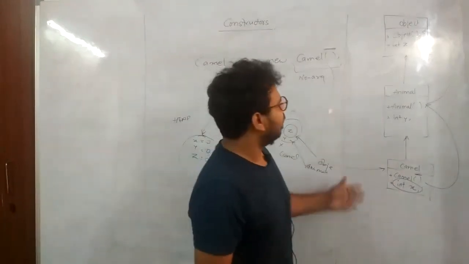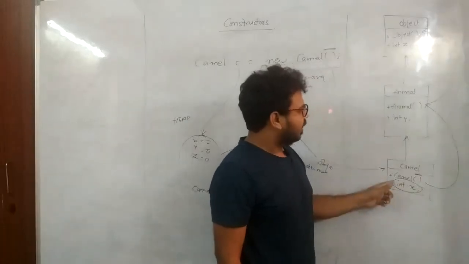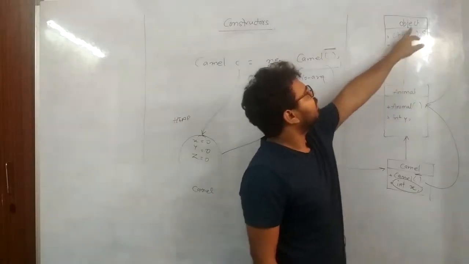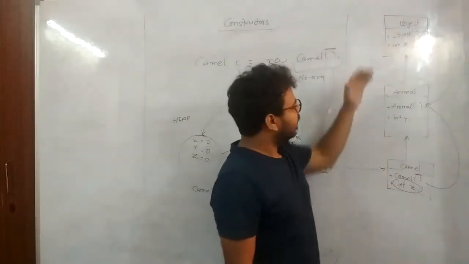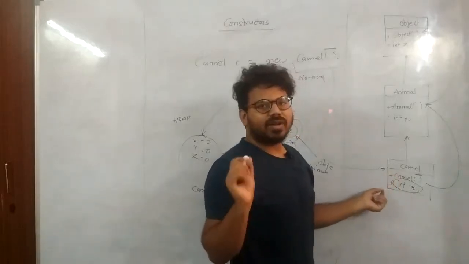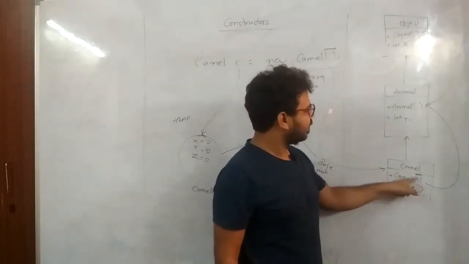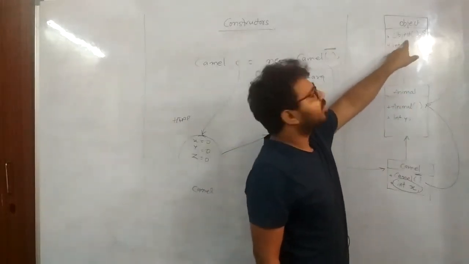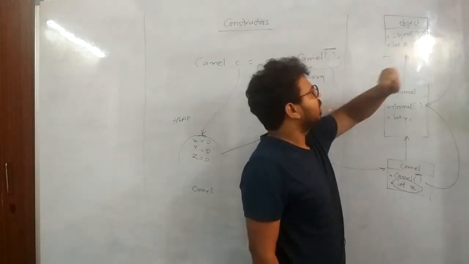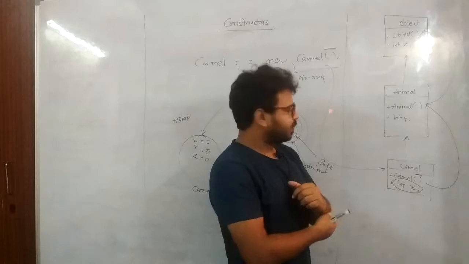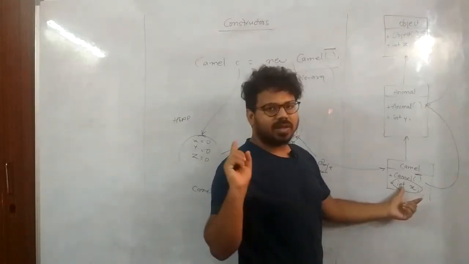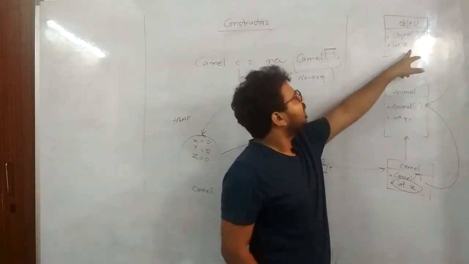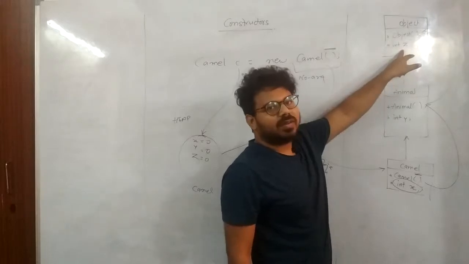Let me explain it. Here we have a camel class, and this camel class extends animal class. This animal class further extends object class. In these classes we have a no argument constructor. Camel has one no argument constructor, animal has a no argument constructor, and object has declared one no argument constructor. And one thing more, camel has one instance variable named x, animal has one instance variable named y, and object has one instance variable named z.